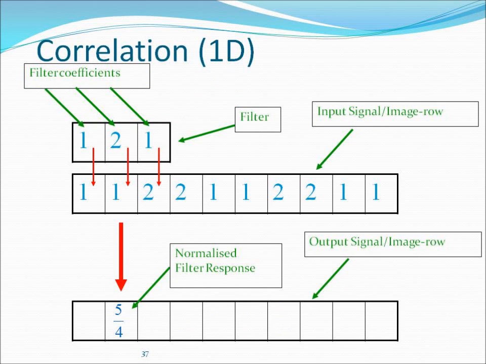Correlation may be defined as the degree of relationship between any two or more quantities in which they vary together over a period. Its visualization is given as below. Again we use a filter with filter coefficients 1, 2 and 1. The normalized filter response is 5 divided by 4.